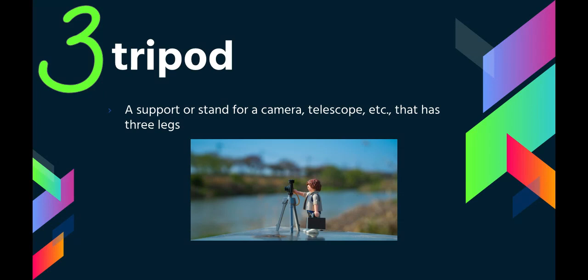Tripod, this is a support or a stand for a camera, telescope, etc. that has 3 legs. So you can see this figurine in the picture has a camera on a tripod, and you can see the 3 legs on that tripod.